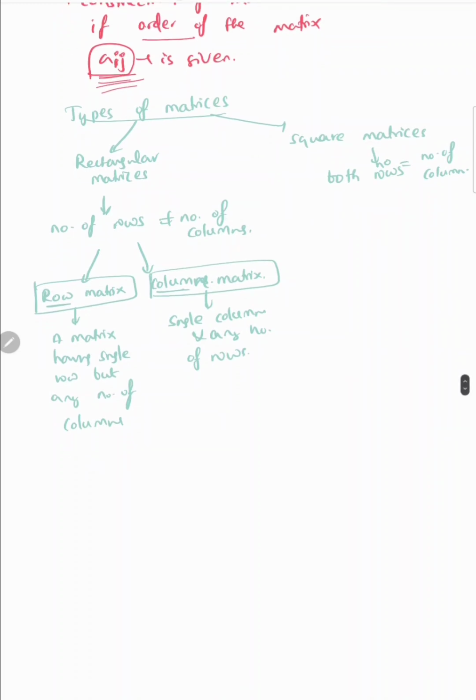Let us see an example of a row matrix. I am considering matrix A as 1, 2, 3, 4, 5. We can observe the number of rows is 1 and the number of columns is 5. So this is a matrix of order 1 by 5. For a column matrix, I am taking B, which has only a single column. We can see the column count is 1 and rows are 5. So this is a 5 by 1 matrix. This is how we can give examples for a row matrix and a column matrix.